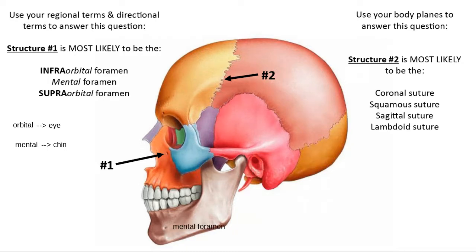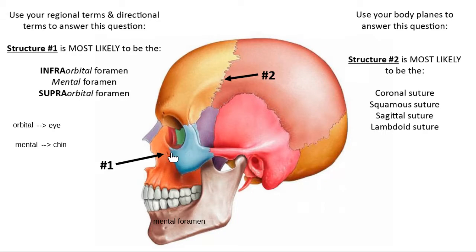It is a hole that I find in the chin region. So the mental foramen, you can use the fact that it's a foramen to know it's a hole, and mental to be that it's in the chin region. It literally means chin hole, mental foramen. Okay, I've got 2 holes. So let's go back to our orbital region, right? I've got 2 holes. I've got one hole that's above the eye and one hole that's below the eye.